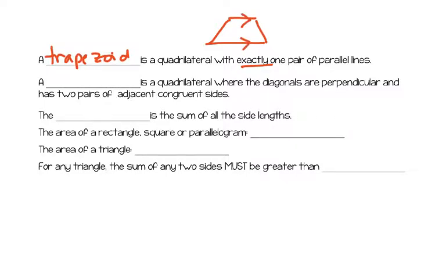Okay, a blank is a quadrilateral where the diagonals are perpendicular and it has 2 pairs of adjacent congruent sides. So let's think about what that means. The word adjacent means right next to each other. So you have 2 sides that are next to each other that are congruent. And then you have another set of congruent sides. Then you have these diagonals that are perpendicular. So a diagonal goes from an opposite vertex to the other opposite vertex. So perpendicular. So that is called a kite.